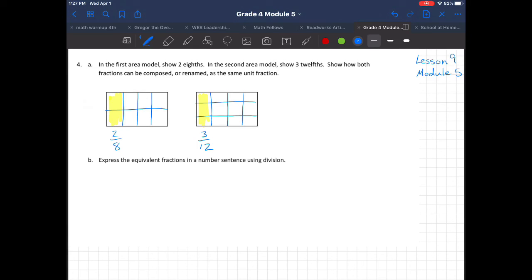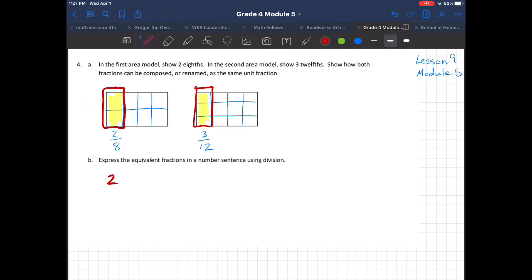So in the first area model show 2/8, I have already drawn 2/8. In the second area model show 3/12, which I have shown. And we want to show how both fractions can be composed or renamed as the same unit fraction. So we can see that 2/8 is that much and 3/12 is that much. They are the same amount. They are both ending up being 1/4 of that rectangle.